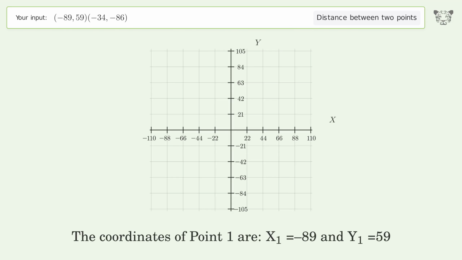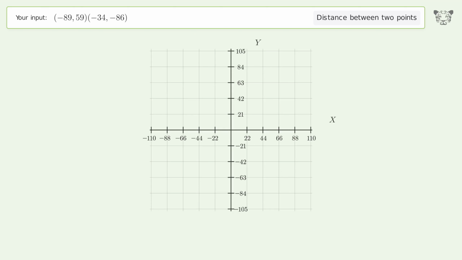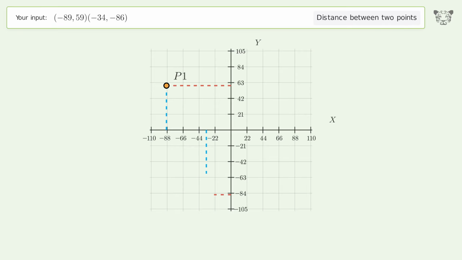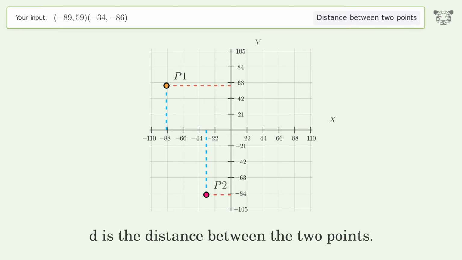The coordinates of point 1 are x1 equals -89 and y1 equals 59. The coordinates of point 2 are x2 equals -34 and y2 equals -86. D is the distance between the 2 points.